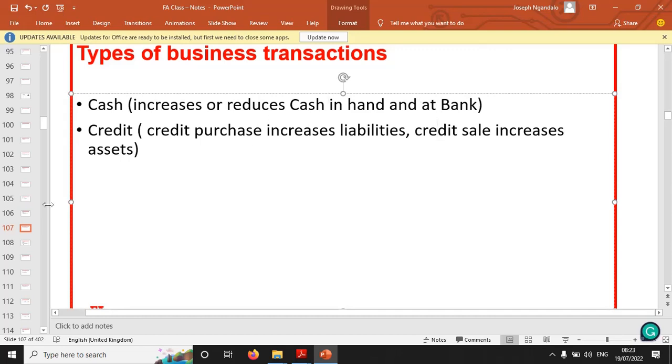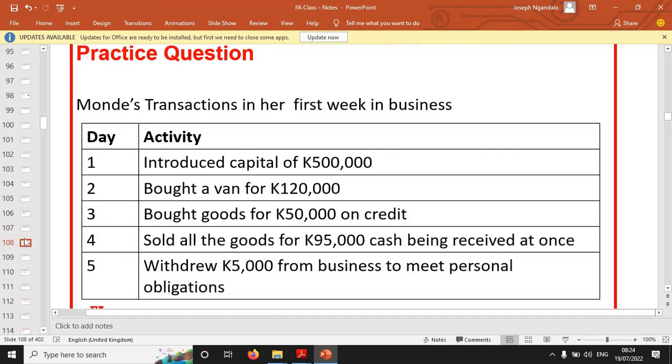I want to proceed. I'm not going to be long. I hope there's an example here. Yes, there is. Let me just start with that example. And it's not very complicated. We are going to start with the so-called accounting what? Equation. And we're going to use this lady's name. It looks like in some cases it is used by a man. Monday's transaction in a first week in business is given below. So we have got about 5 transactions.